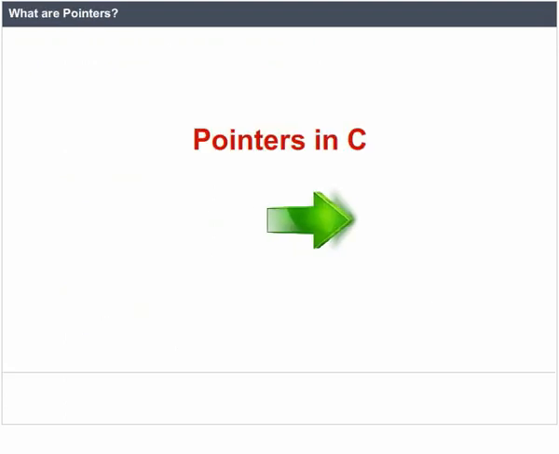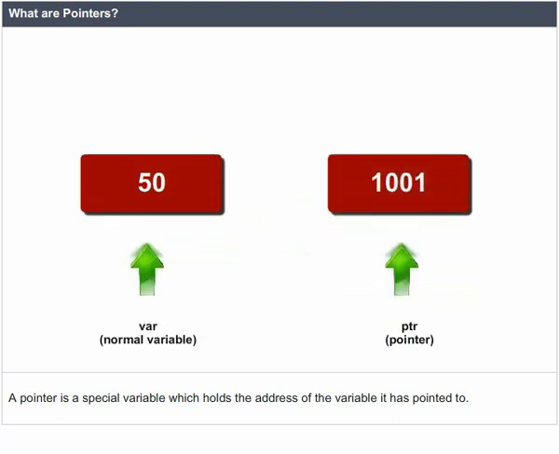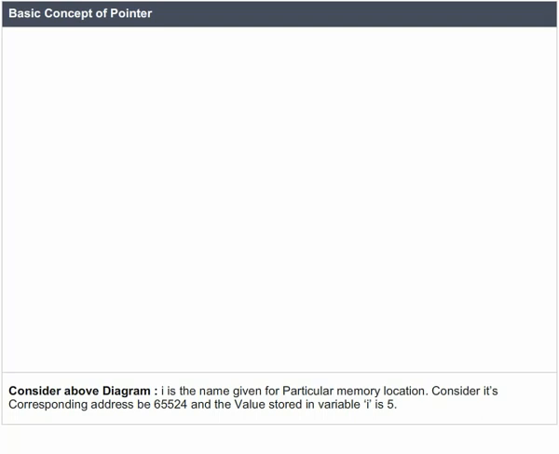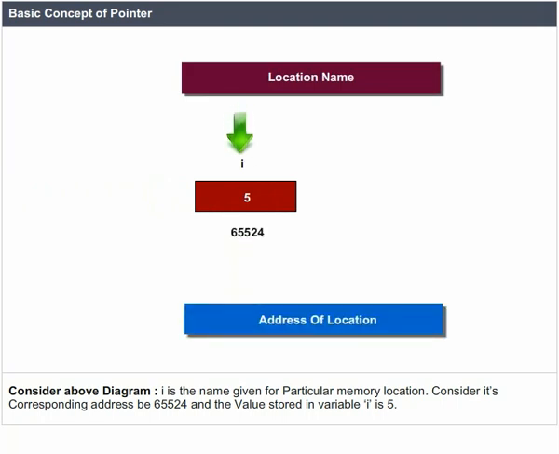What are pointers? A pointer is a special variable which holds the address of the variable it points to. Basic concept of a pointer. Consider the above diagram. i is the name given for a particular memory location. Consider its corresponding address to be 65524, and the value stored in variable i is 5.